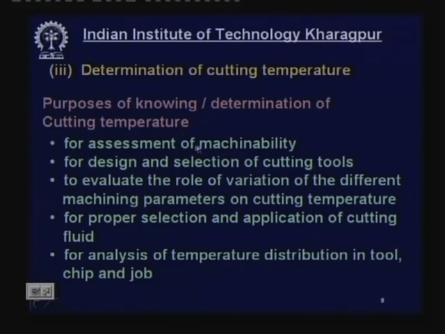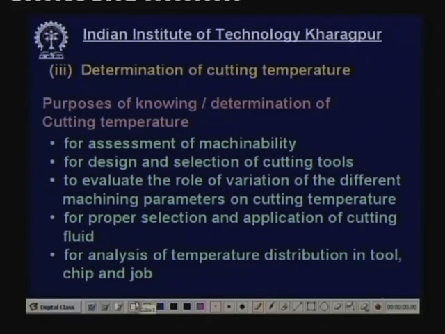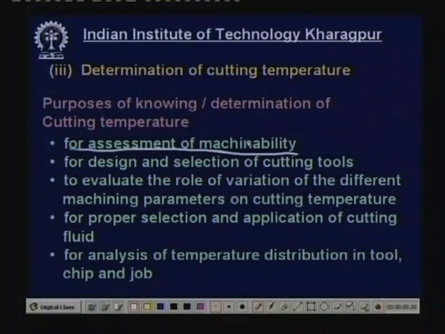For assessment of machinability of any work material or tool work combination. Now, you know machinability means ease of machining, which is judged by cutting force, cutting temperature, tool life and so on. Lesser the cutting temperature, we call machinability is good. So, whether machinability is good or bad, for that we have to measure the temperature. This is called for assessment of machinability study.